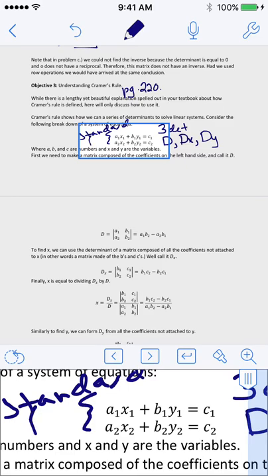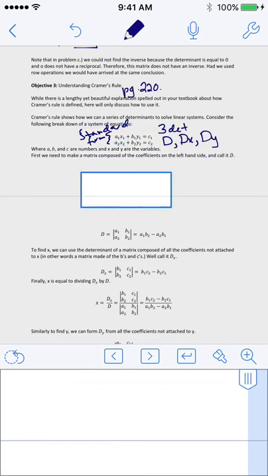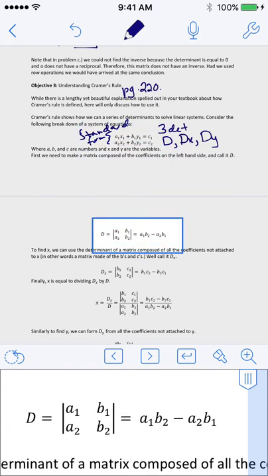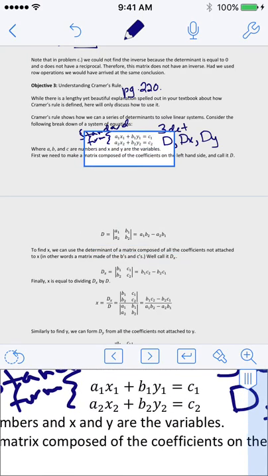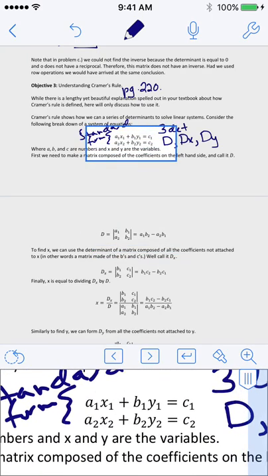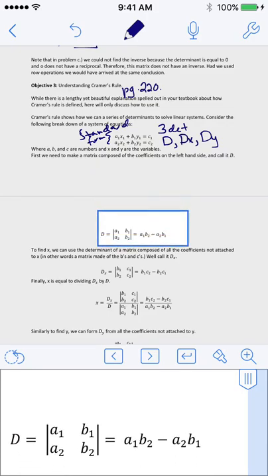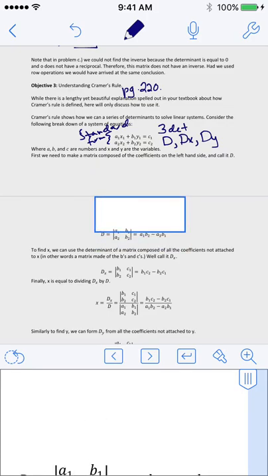Standard forms. Remember those way back when? When you have these standard forms, we're going to create some determinants from them. Let's take a look at this first one. This first one is just D all by itself. This is a determinant that comes out of the coefficients of the left-hand side. So this is the a's and the b's. That's what this determinant is.